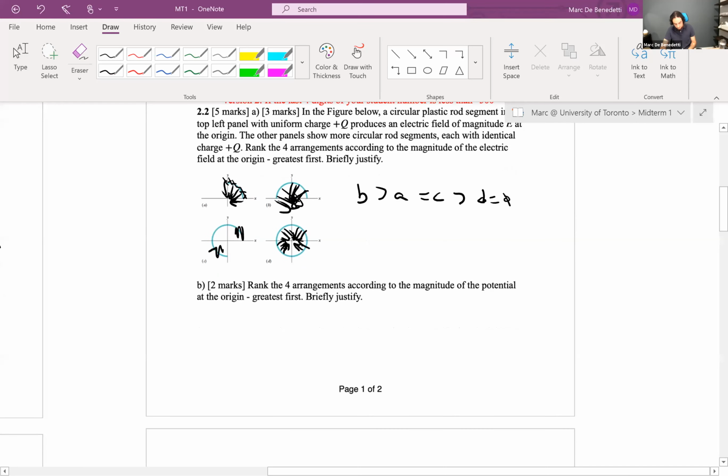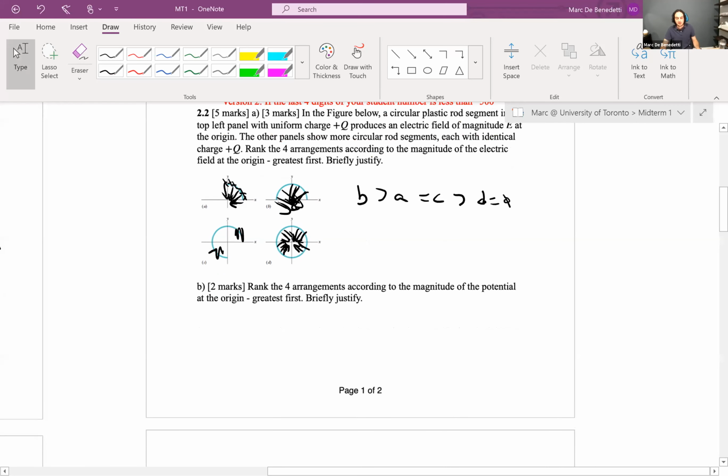So D comes last specifically because there's no net electric field at the center. And part B just really tests the students' knowledge to see if they understand the difference between a vector and a scalar, where the E field is a vector, the voltage is a scalar. So with B, you don't actually add vectors, meaning you can still have two positive contributions, but if they're in opposite directions, they will cancel out. With voltage, that's not the case. They're just scalar.